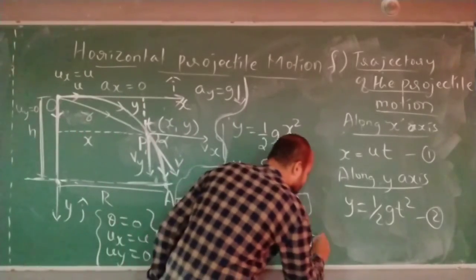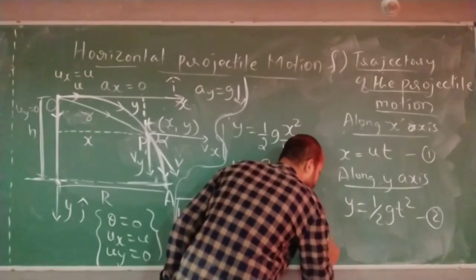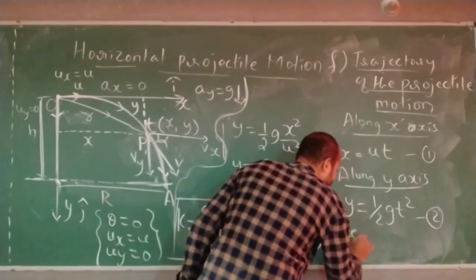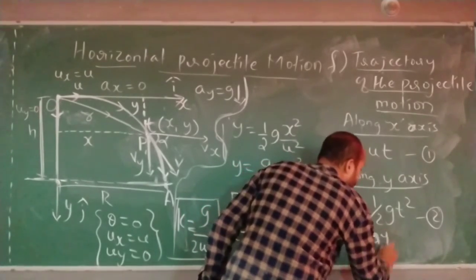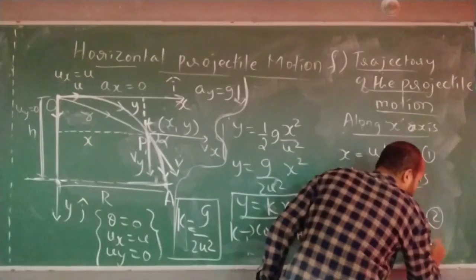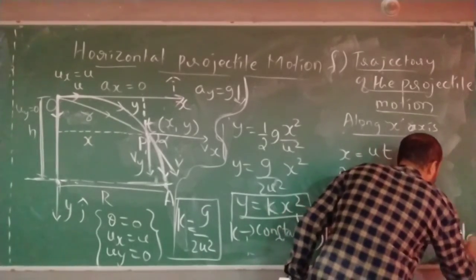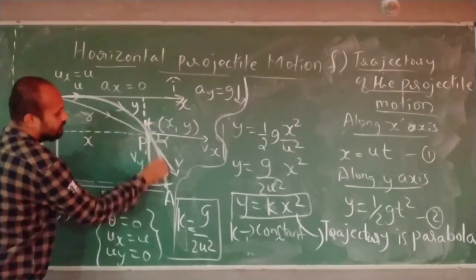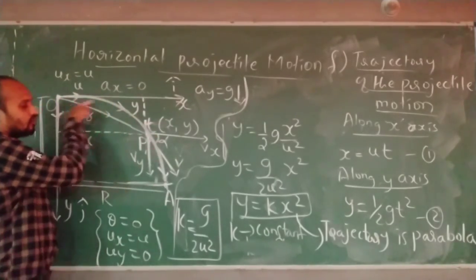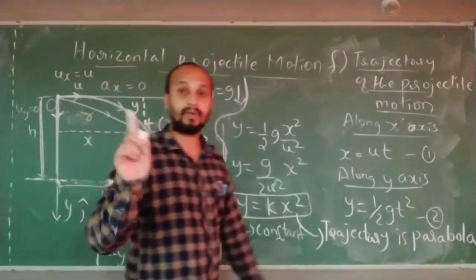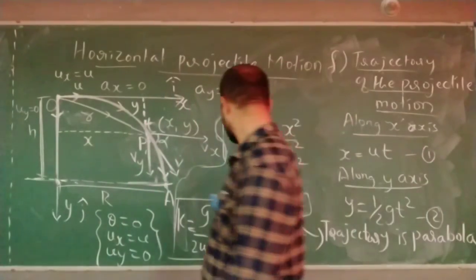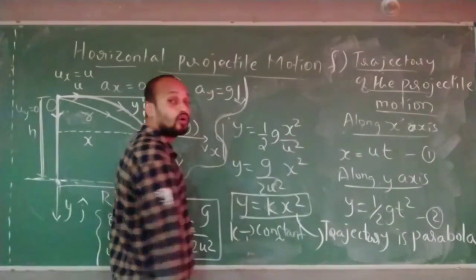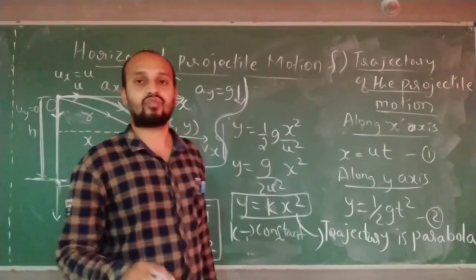From this equation, the trajectory is a parabola. This is a parabolic line mathematically. The path followed will be a parabola. This is not a complete parabola, it is a half parabola. That is why you got y is equal to kx square or ax square.